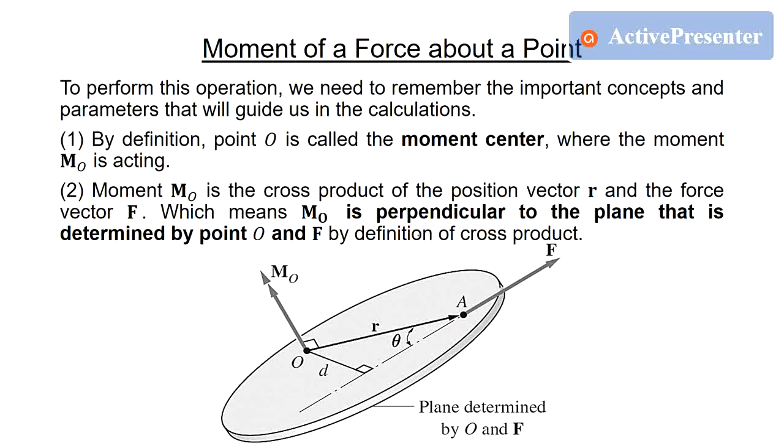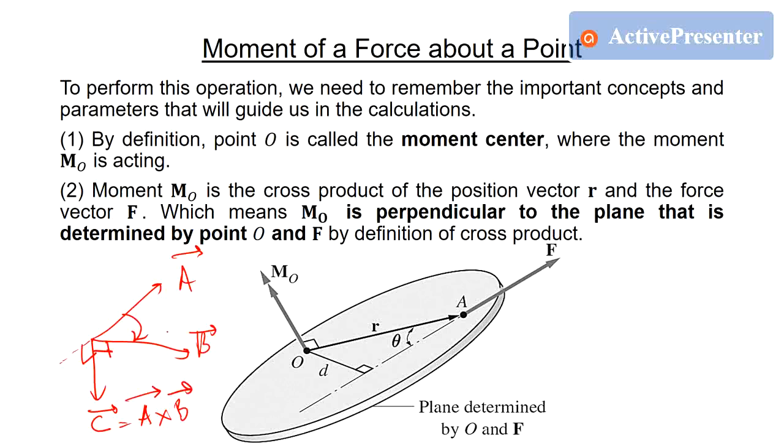Which means MO is perpendicular to the plane that is determined by point O and F, by definition of cross product. As you can remember from our definition of cross product, if we perform the cross product of A and B, this is vector C. A cross B by the right hand rule. As you can see, vector C, which is the cross product of A and B, is perpendicular to both vector A and vector B.